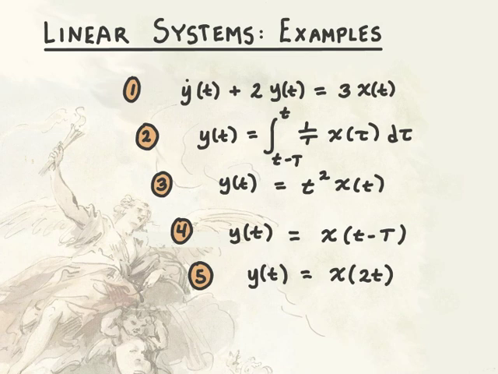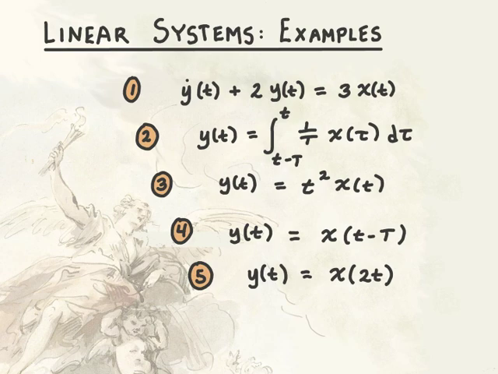Here are some other examples of linear systems. The first one is a very common form, which we'll study in detail later. It is a linear differential equation. The second one is our moving average system. In the third, the output is proportional to the input, with the constant of proportionality varying with time. In the fourth system, the output is a delayed version of the input. And the fifth system is a time-scaled version of the input.